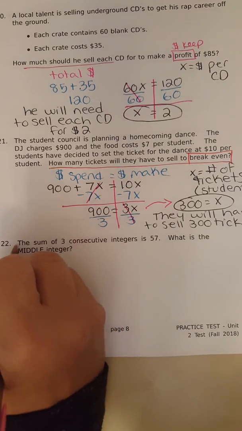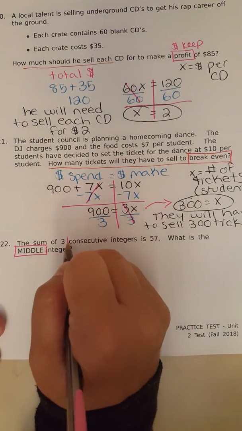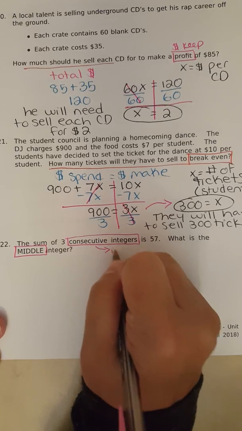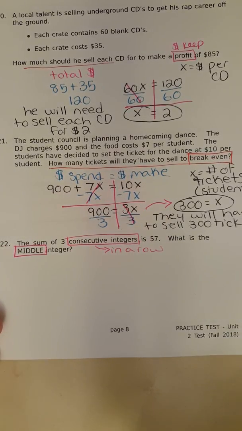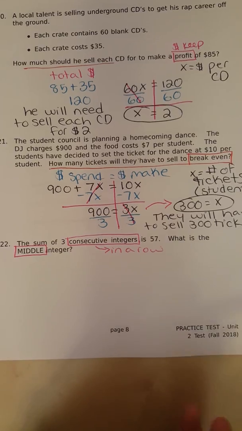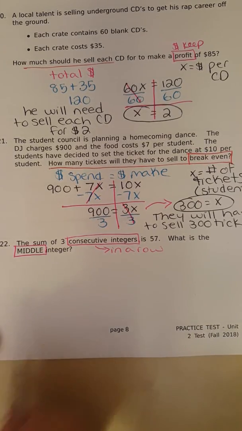We haven't done a middle one before. We've been asked smallest and largest. Middle is a little new. Now, this is talking about consecutive integers. Consecutive integers are going to be numbers in a row. And integers just means they're positive or negative whole numbers, no decimals or fractions here. So notice this doesn't have the words even or odd in it. It's just consecutive integers, numbers in a row.